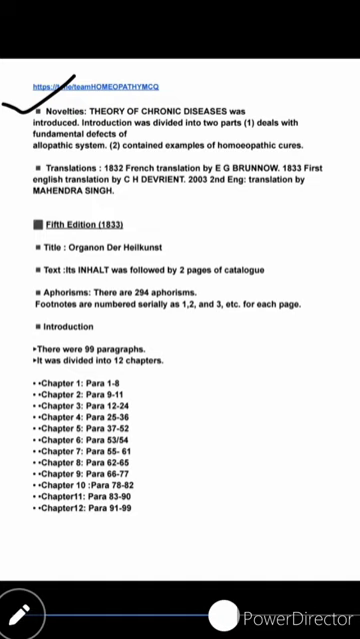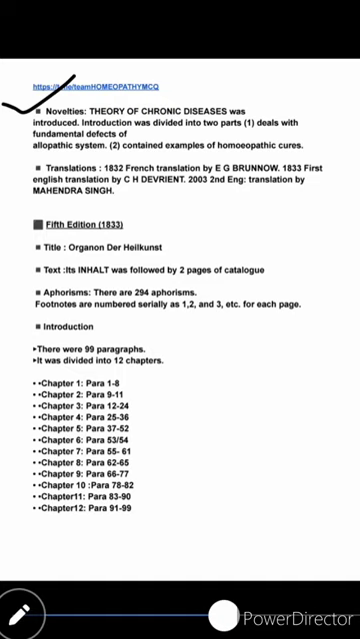Novel. The word vital force was the principle. The 50 millisimal potencies introduced in second edition of, in sixth edition. So this was the, in this edition of Organon.